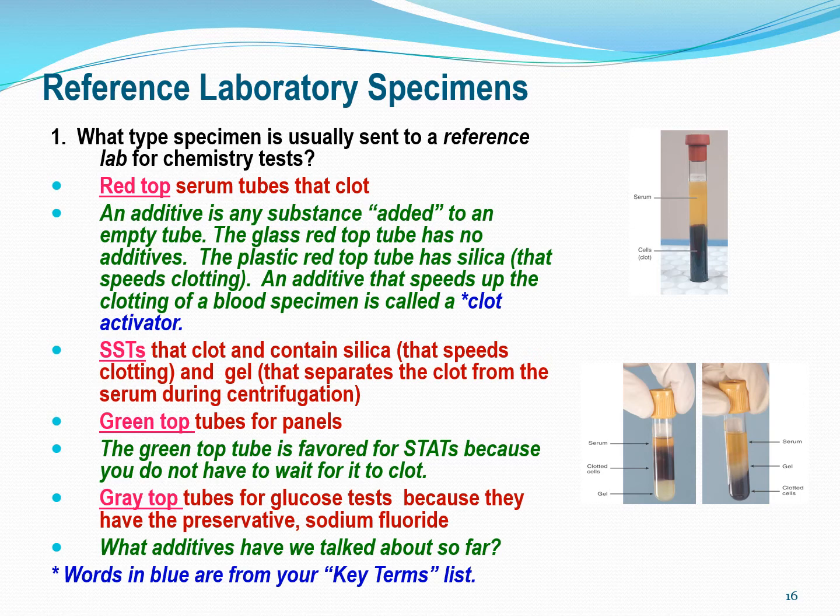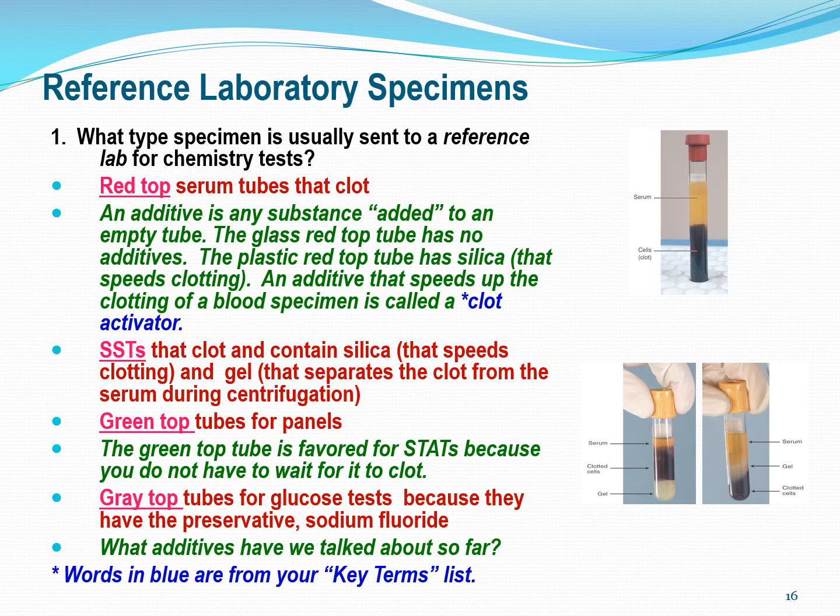And remember, an additive is any substance that's added to an empty tube. The glass red top tube has no additives, right? No additives at all. If I asked you what additives were in a plain red top tube, you would say none. Now the plastic red top tube has silica. That's that white fine powder we see that coats the inside of the tube, and that's just in there to speed up the clotting process.